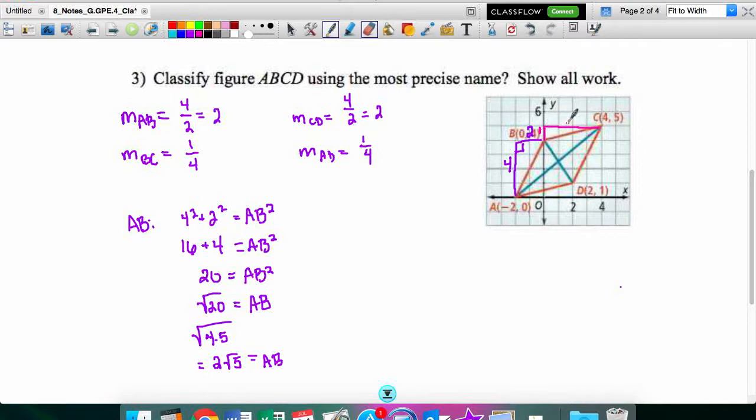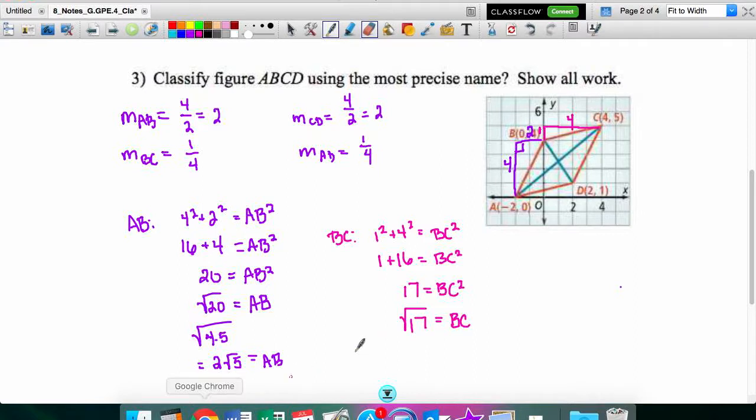Here I have a side of 1 and another side of 4. So for BC, I will have 1 squared plus 4 squared equals BC squared. So I get 1 plus 16, which will equal 17. And taking the square root, I see that BC is equal to the square root of 17, which is a prime number, so it doesn't have any factors at all, other than 1 and itself.